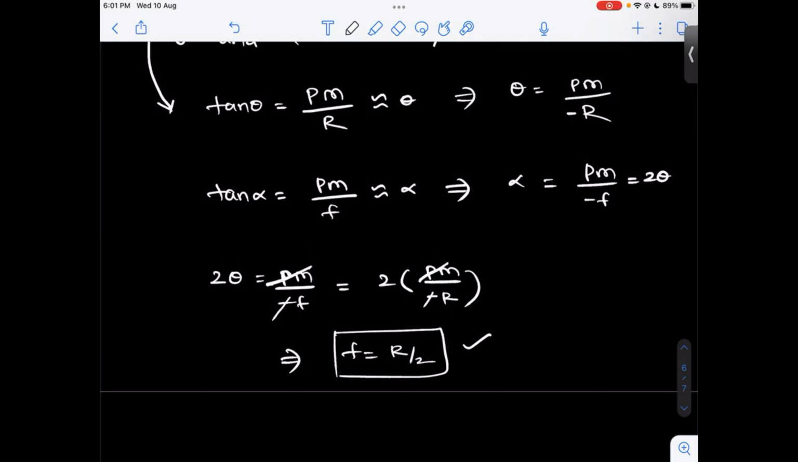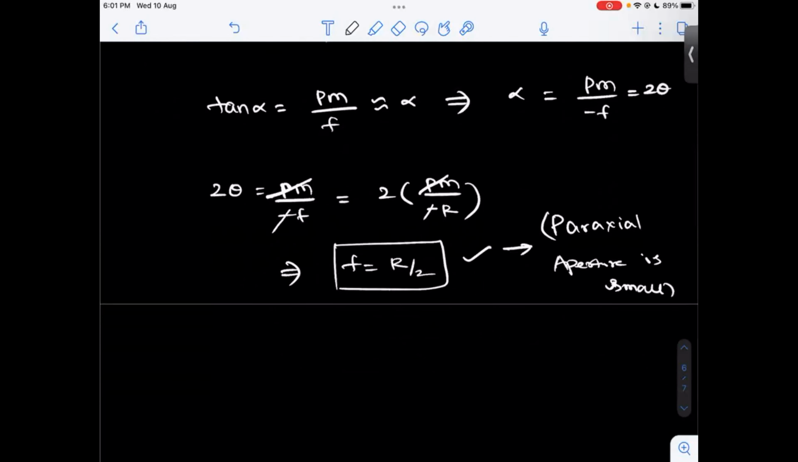This is a point which you would have already known, but this is not applicable for all spherical surfaces. It is applicable only for those spherical surfaces where the rays are paraxial and the aperture is small. Only if these two conditions are satisfied, you can say that the focal length will be equal to half of the radius of curvature. And by default, all the problems we are dealing with in this chapter follow these two conditions.